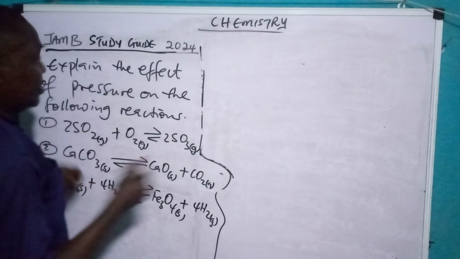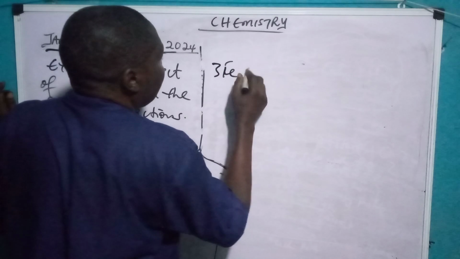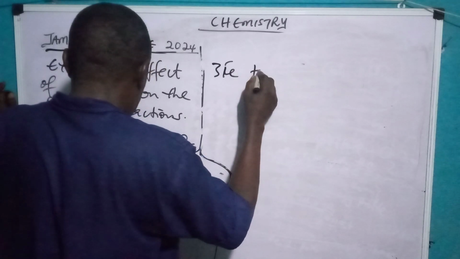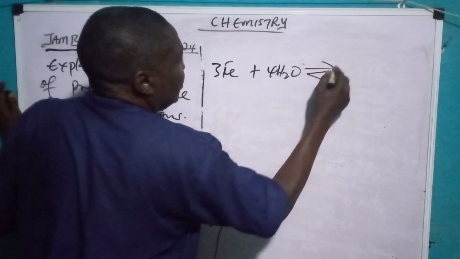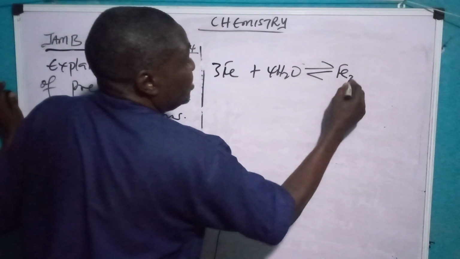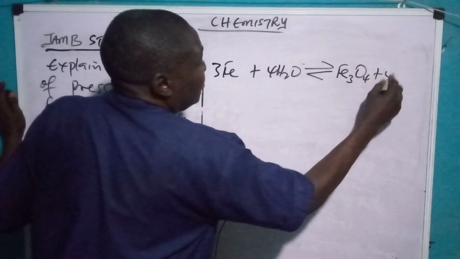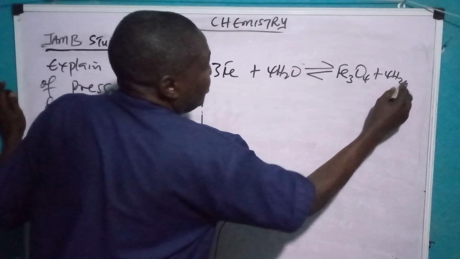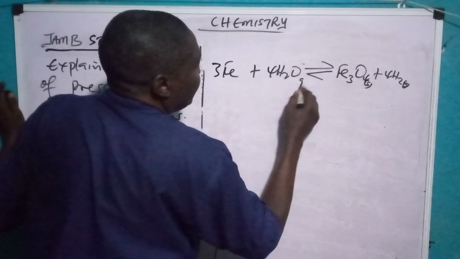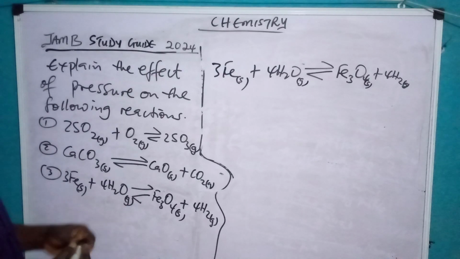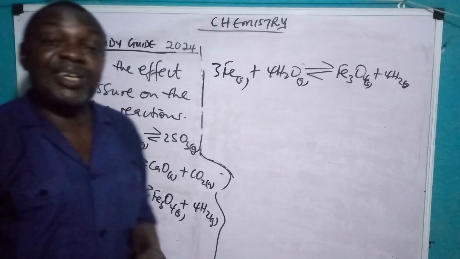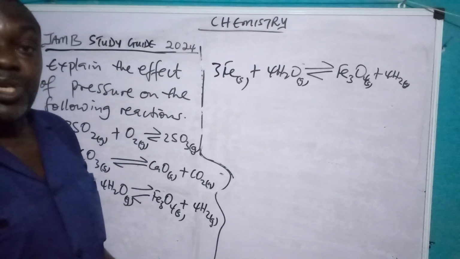Then the last one: 3Fe plus 4H2O to give you Fe3O4 plus 4H2. This is a gas, and these are solids. I think that's the last reaction we are going to consider for today's video.